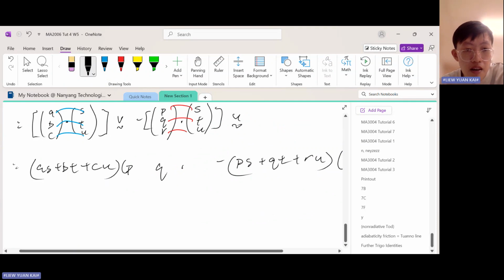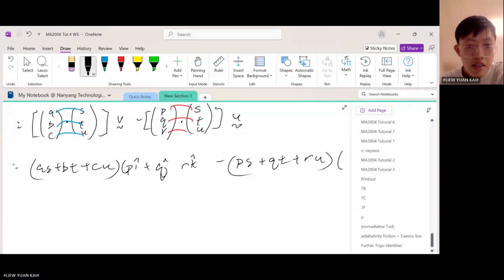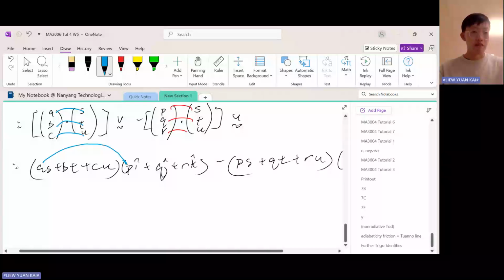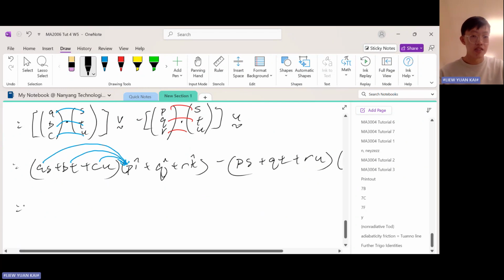P Q R I J K. Okay, so now we need to expand and simplify. So what I'm gonna do is focus on the I components first. We're gonna expand this, but I focus on the I components, meaning I take this times this, followed by this times this, followed by this times this. Just concentrate on the I components first.